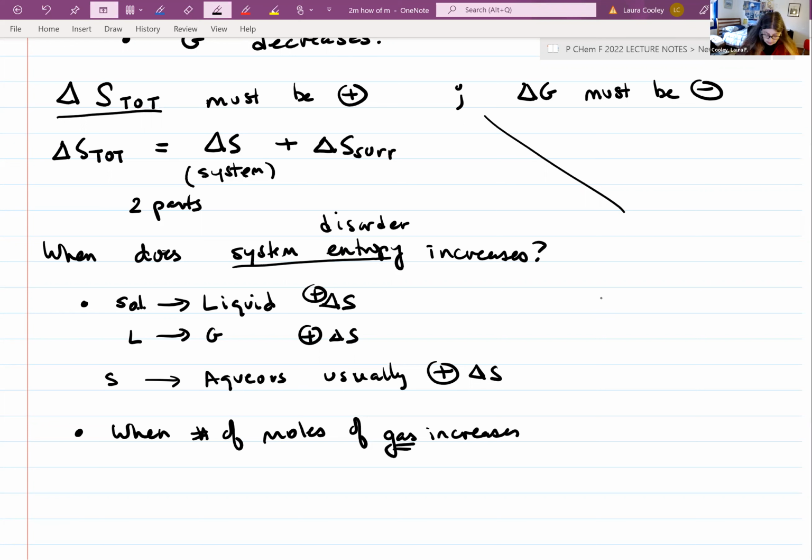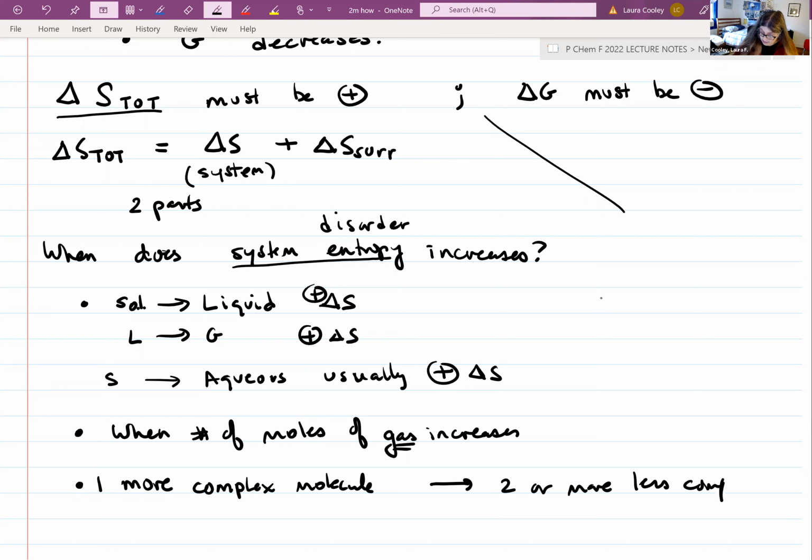There's another rule of thumb: if you go from a more complex molecule, let's say, (this pen is not writing very well, sorry to say, it's really bizarre) one more complex molecule goes to, say, 2 or more less complex molecules.